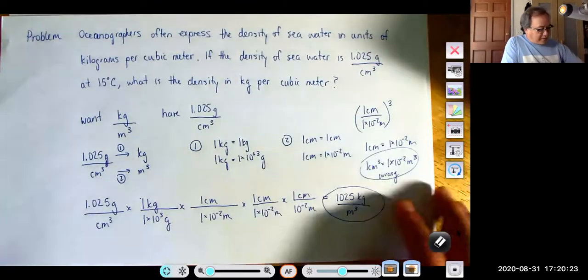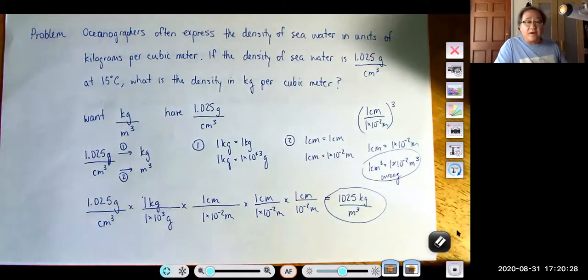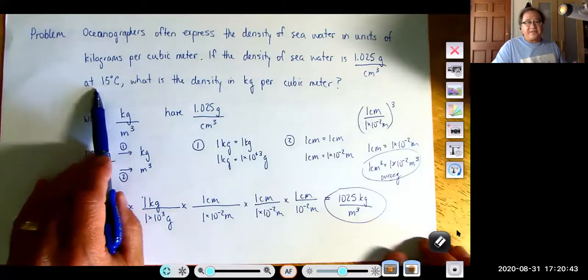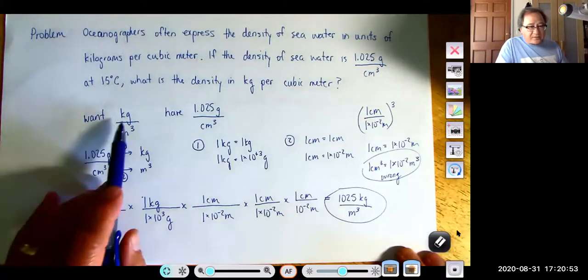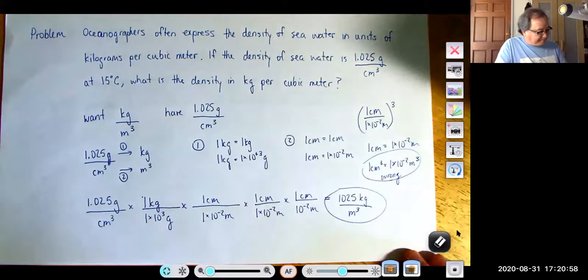Next, we have a problem here. Oceanographers often express the density of seawater in units of kilograms per cubic meter. If the density of seawater is 1.025 grams per centimeter cubed at 15 degrees Celsius, what is the density in kilograms per cubic meter? Now, the reason we have this in degrees Celsius is because the density depends on the temperature. In this particular case, they're just throwing out the temperature, but it's not going to be used in the calculation. So we want kilograms per meter cubed, but we have 1.025 grams per centimeter cubed.